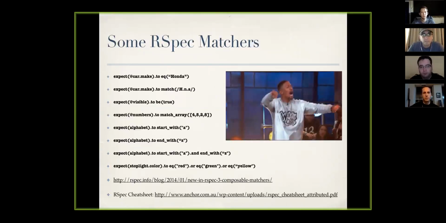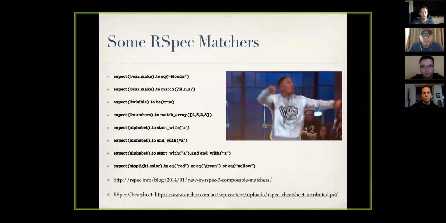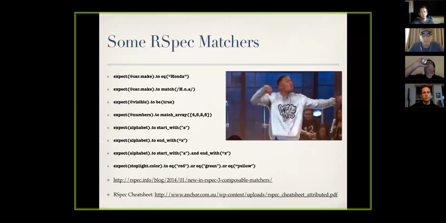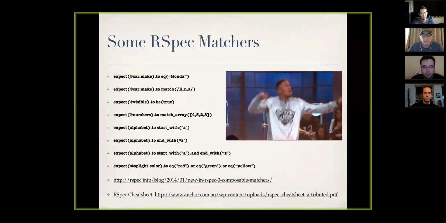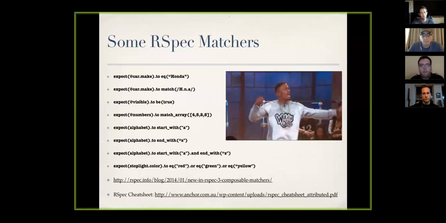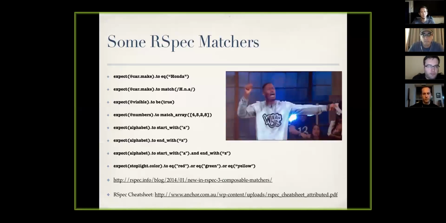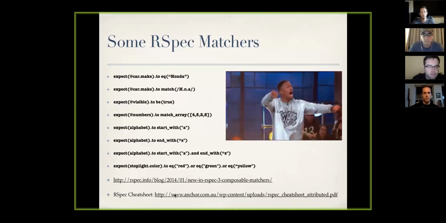And there are some other RSpec matchers that are pretty common. So it's expect something to equal, expect something to match the regular expression, like / something. This is for regular expression matching, and then to be true for boolean, and then to match the array, and then to start with something and to end with something. You can also do to start with something and end with something, and to equal this or this or this. It's just a few of those. And there's a cheat sheet that you can look at.